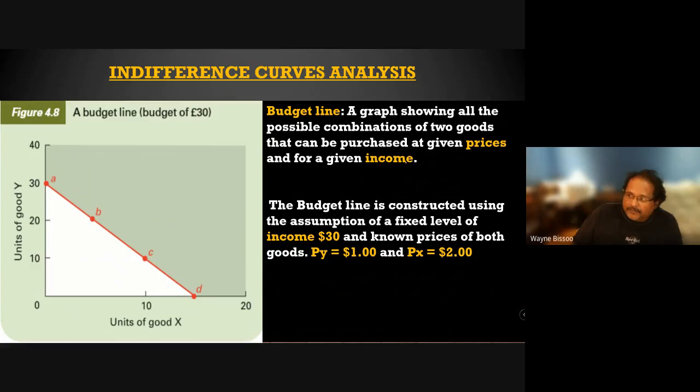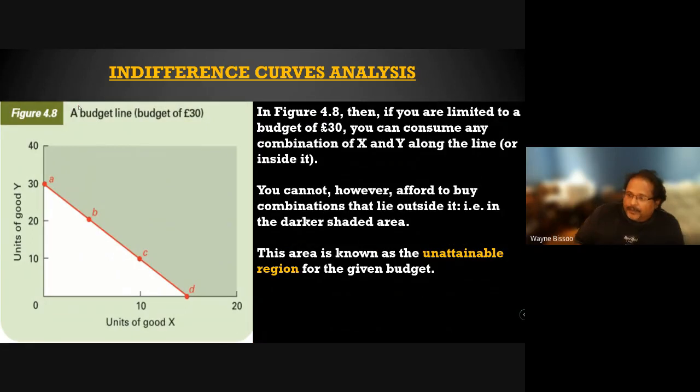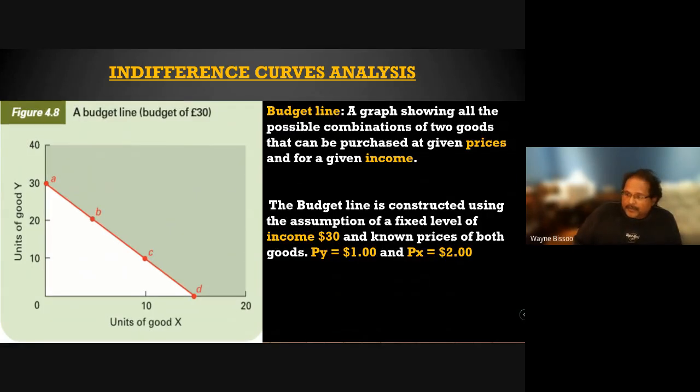So that means we have to make some assumptions. The budget line is constructed using the assumption of a fixed level of income. And here we're using $30 and known prices for both goods, where good Y is $1 per unit, and good X is $2 per unit. So how do we construct this diagram? All right, well, let me show you how to construct this diagram.